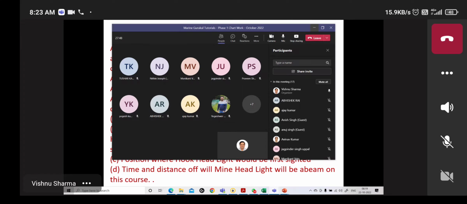Correct. You got CMG in the 3-point bearing also in the first place, but that did not become the line on which the ship was located. CMG becomes the direction of the ship that she makes good, but when the CMG passes through a known position, then that becomes the line on which the ship would always be located as long as everything remains the same. Correct, guys? Yes, sir, understood.